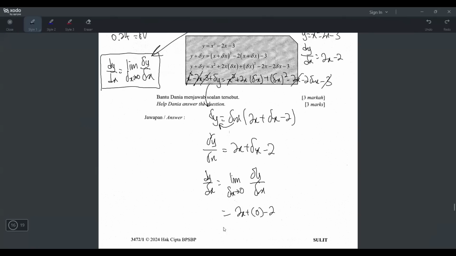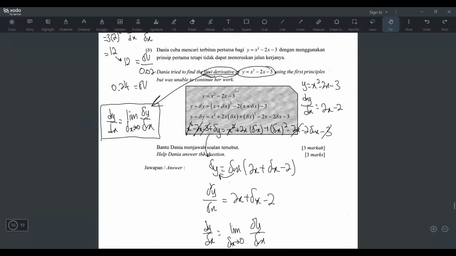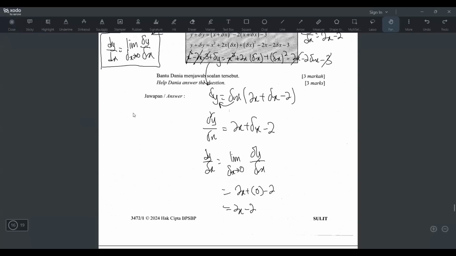2x minus 2. And you realize that this answer is the same as the answer if you do it the normal way, right? So this is the normal way, and you get the same answer also. But they already said they want to use the first derivative method. That's why you have to do it like this. Okay, are you ready?